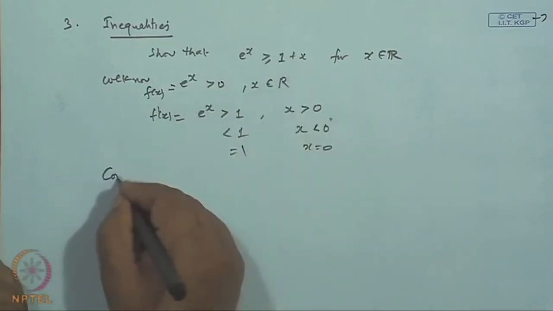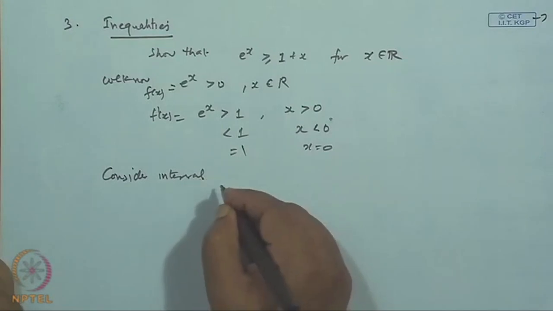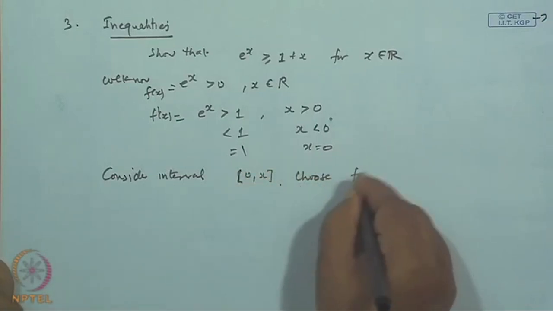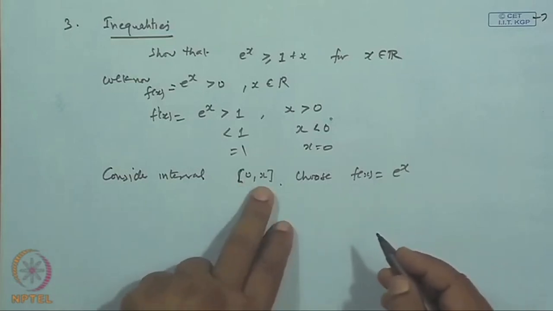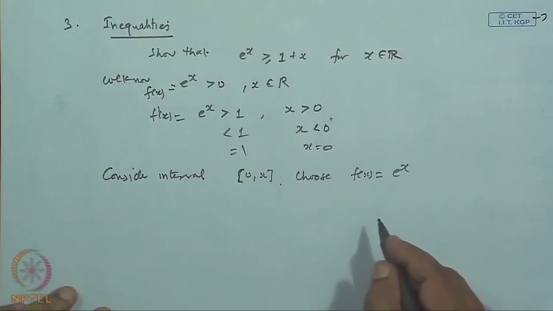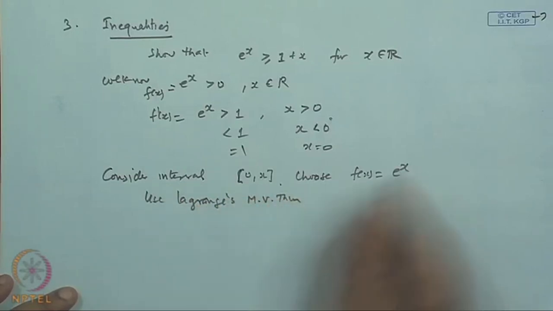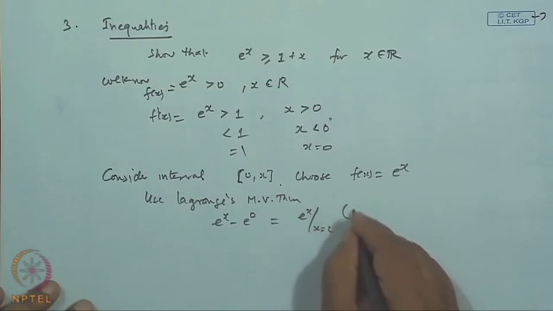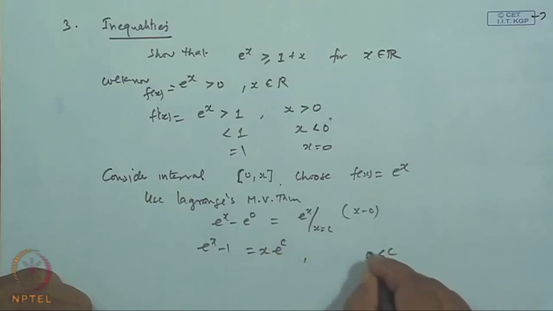Now to establish this result, consider the closed interval 0 to x, and choose f(x) as e to the power x. Now this function is continuous and differentiable inside the interval 0 to x. So by Lagrange's mean value theorem, the difference of the function values at the endpoints is equal to the derivative at the point x equal to c times the length of the interval. So we get e to the power x minus 1 is equal to e to the power c into x, where c lies between 0 and x.